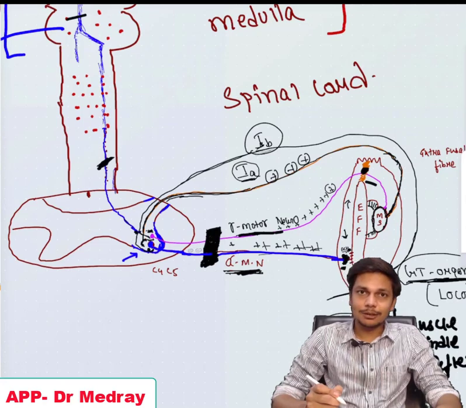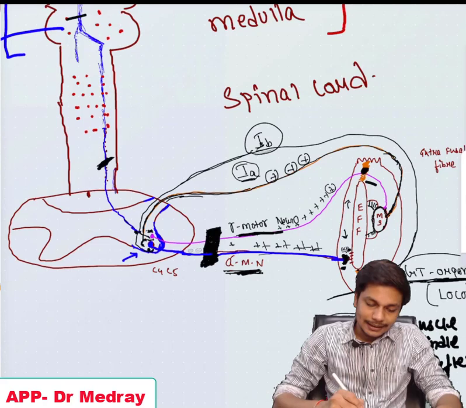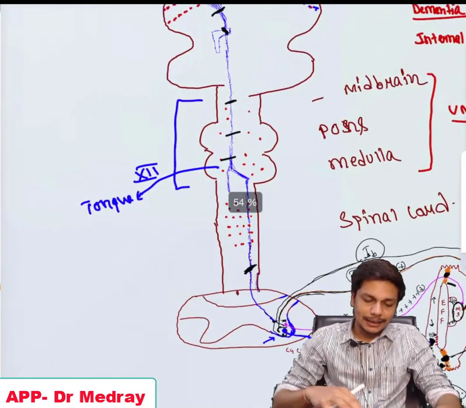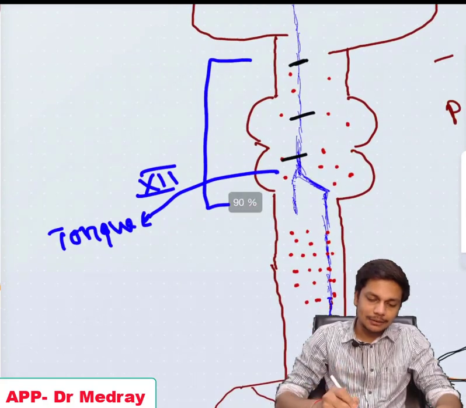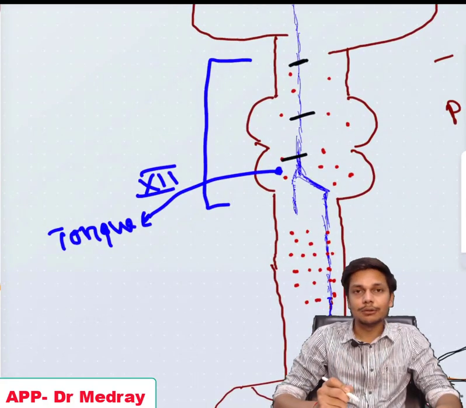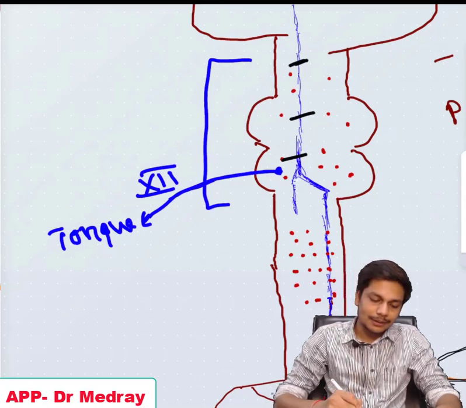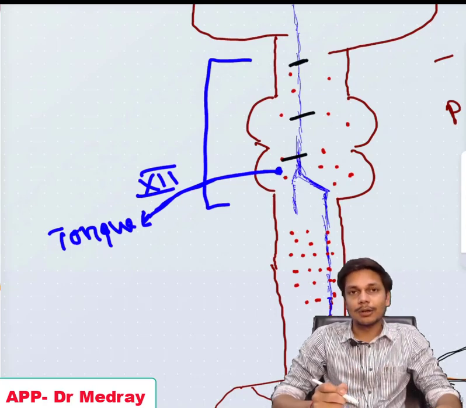So the definition of the lower motor neuron: it comes out of the central nervous system and supplies the neuromuscular junction. It can come out either from the spinal cord, as you can see here, from the anterior horn of the spinal cord, or it can come out from the brain stem. You can see that the 12th nerve nucleus is in the medulla of the brain stem, from which the nerve comes and supplies the muscle of the tongue. So it is a lower motor neuron. The 12th nerve is a lower motor neuron.